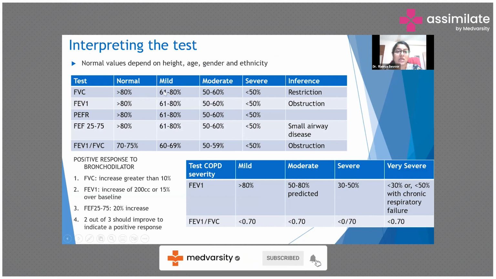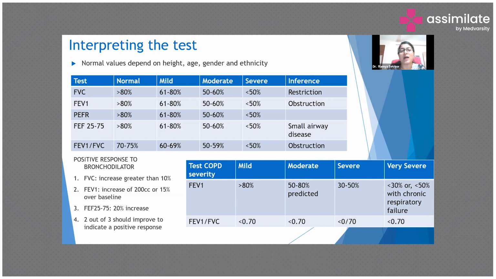So maybe we can ponder a little bit on this slide as well. The normal values depend on the height, age, gender, and ethnicity of a patient. So it's not the same for a 20-year-old male and for an 80-year-old female. It differs with gender, age, height, weight, and all of those things. Like I said, FVC, FEV1, PEFR, FEF 25 to 75, and FEV1 by FVC are all measured in a spirometry reading. I will be showing you a sample spirometer reading as well, which will give us an idea of what it looks like.